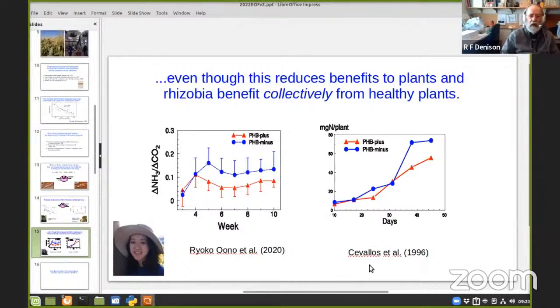And that actually shows up in plant growth as well. This was a scientist named Ceballos, who actually developed this mutant. And you can see here the natural strain, and here's the mutant strain. It's not diverting resources, it's providing much more nitrogen to the plant.